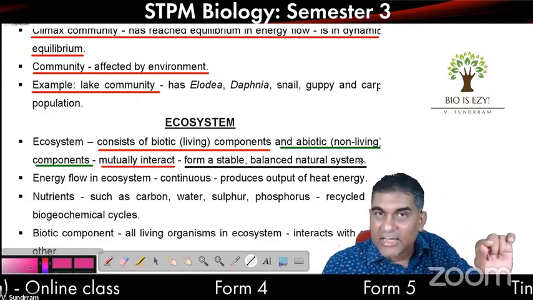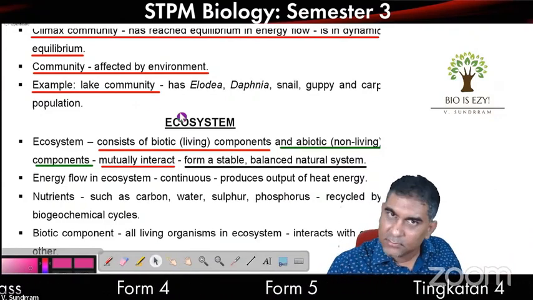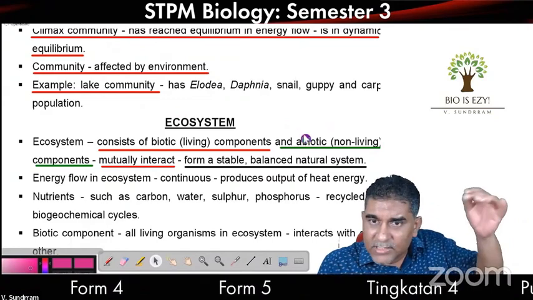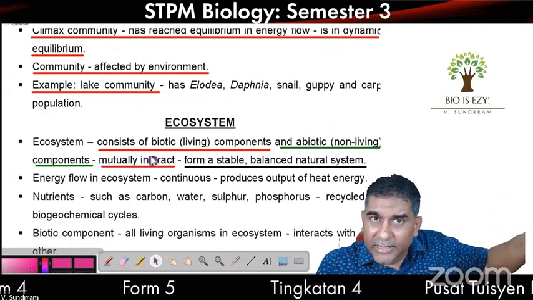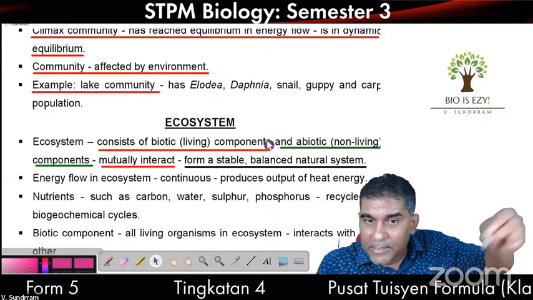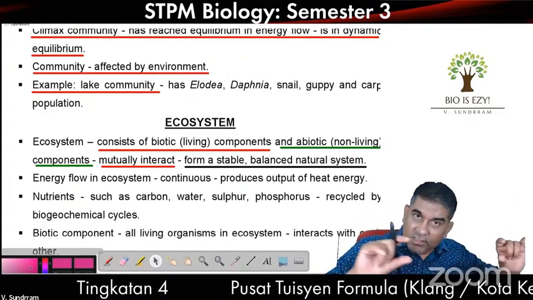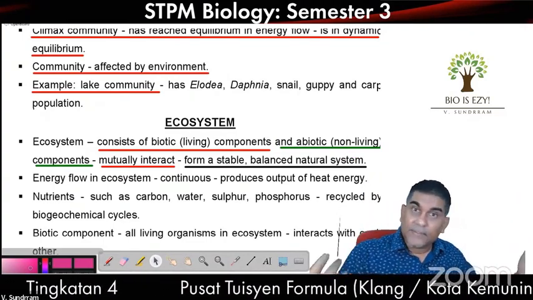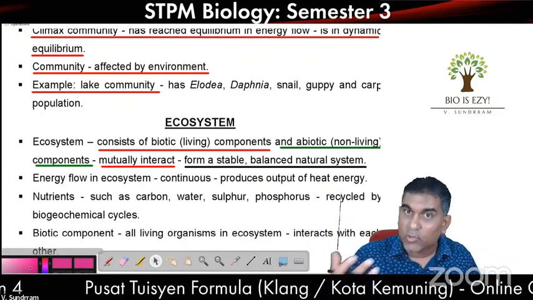Every sentence that I underline is one question. What is biotic? One question. What is abiotic? Separate question. How do they interact? A few questions. How to form a stable and balanced nature system is another question. The definition of ecosystem summarizes the chapter. What you need to explain in this whole chapter.